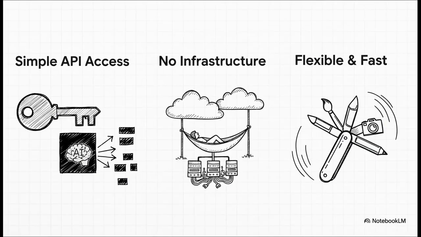So, if you're going to remember just 3 things, let it be these. First, Replicate gives you incredibly simple API access to thousands of models, just completely wiping out that setup barrier. Second, you manage zero infrastructure. They do it all. And third, all of this makes it a super flexible and fast solution for, well, anyone from a hobbyist playing around on a weekend to a startup building its very first AI product.